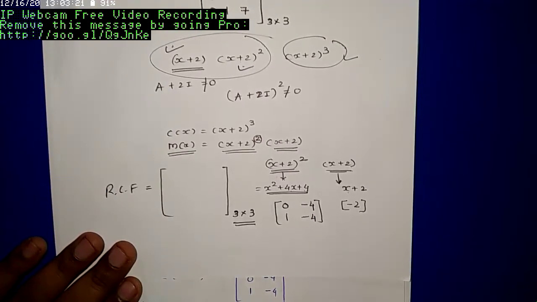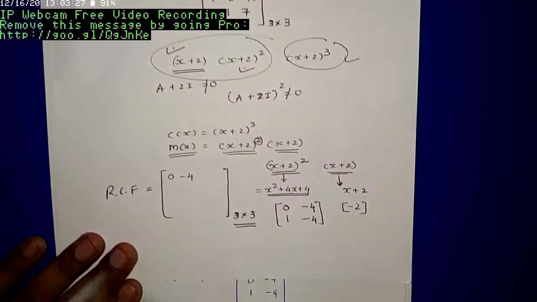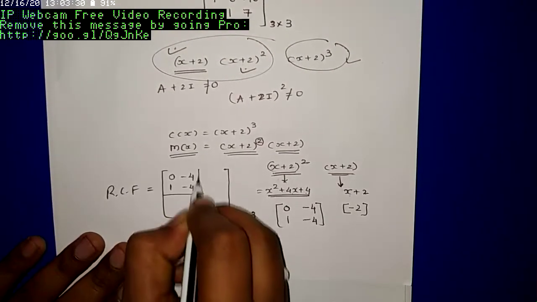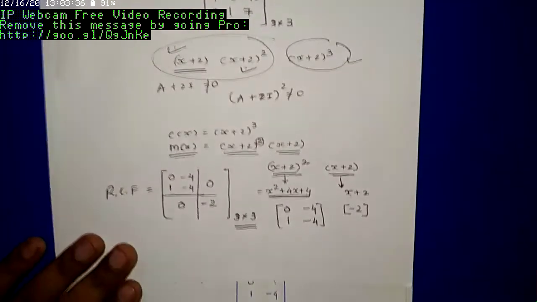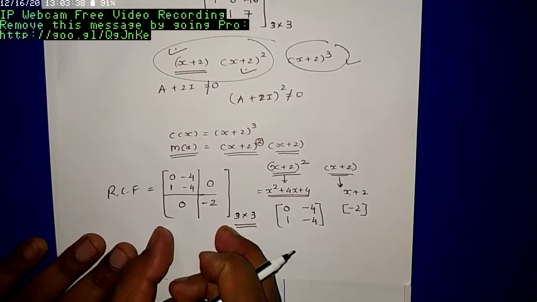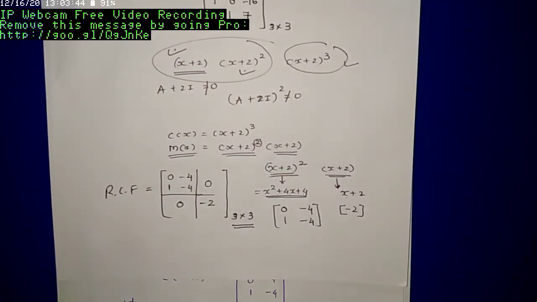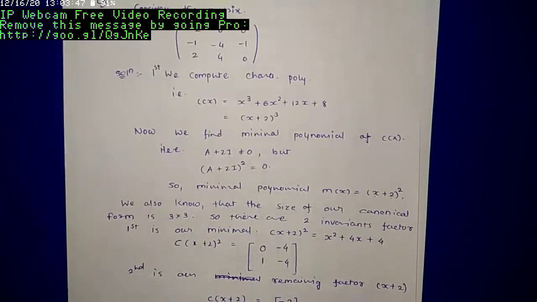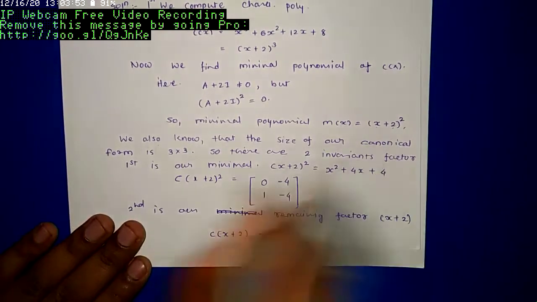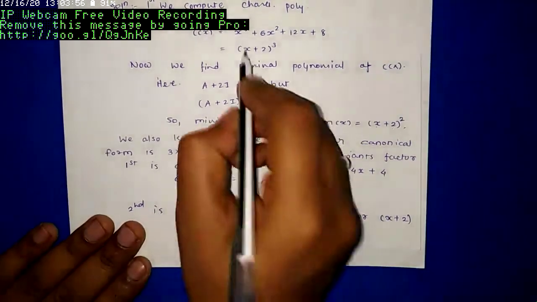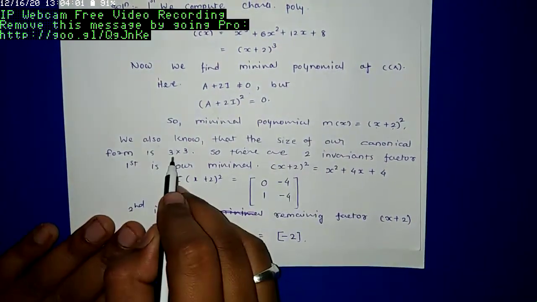So the possible RCF is 0, -4, 1, -4, and -2. All other entries are 0. This is your RCF, which is the combination of all companion matrices. So here I already wrote it like this. We also know that the size of our canonical form is 3 cross 3 because the degree of the characteristic polynomial is 3. So your RCF is 3 cross 3.